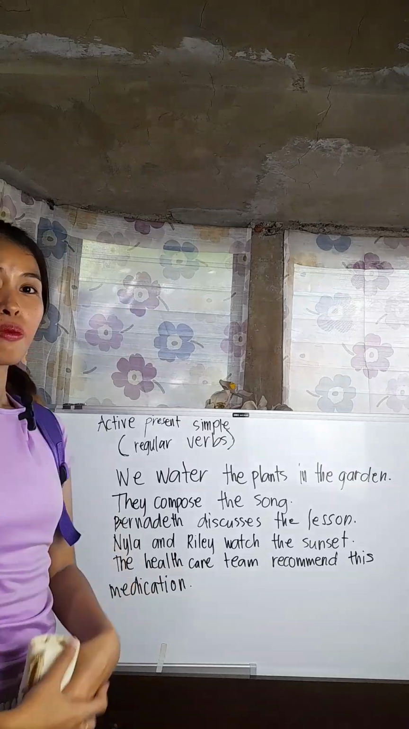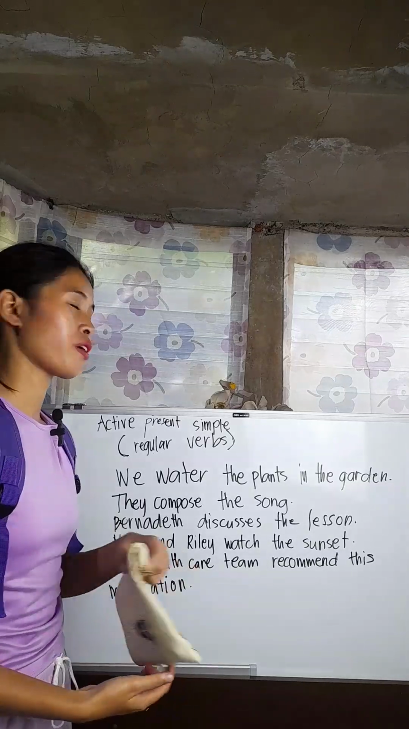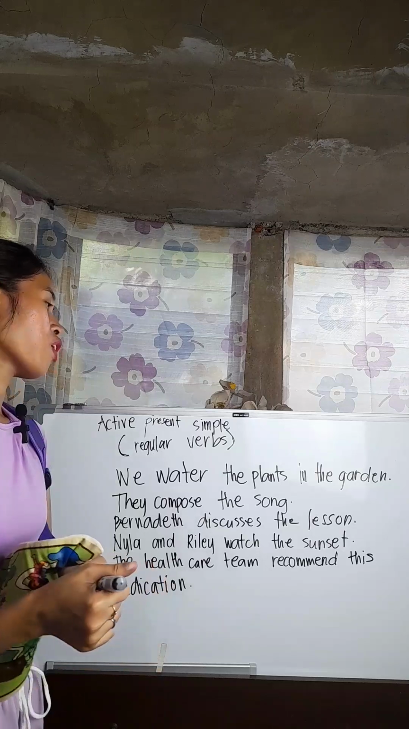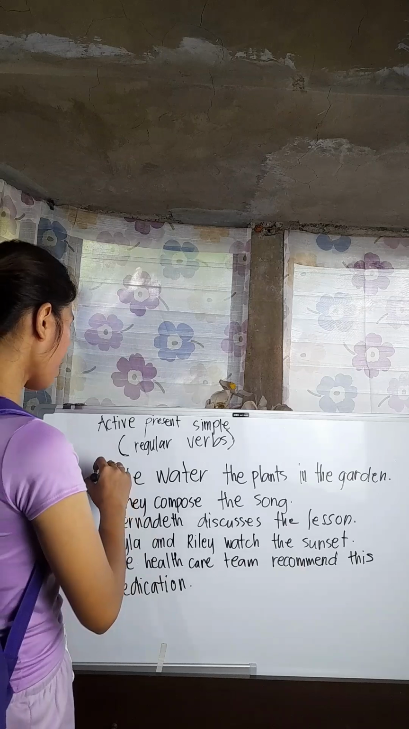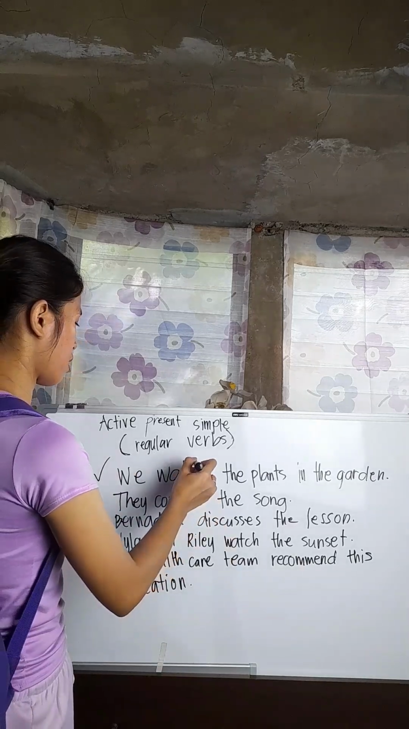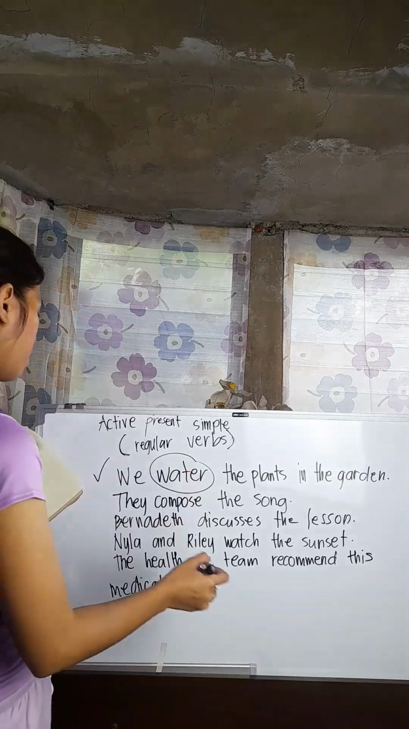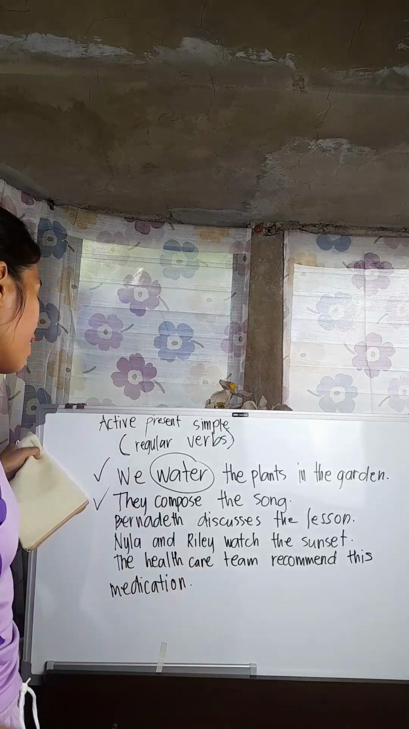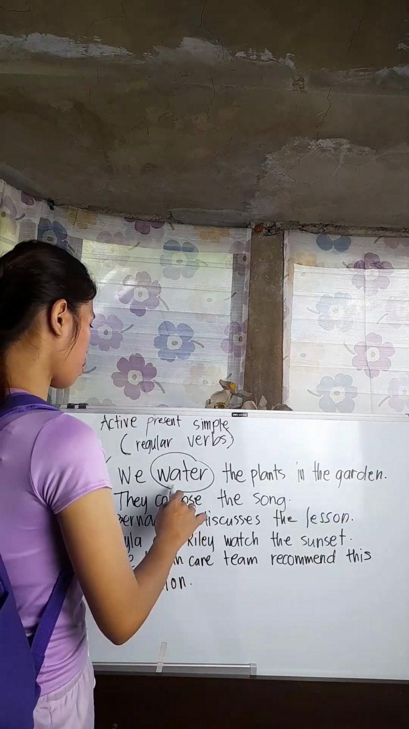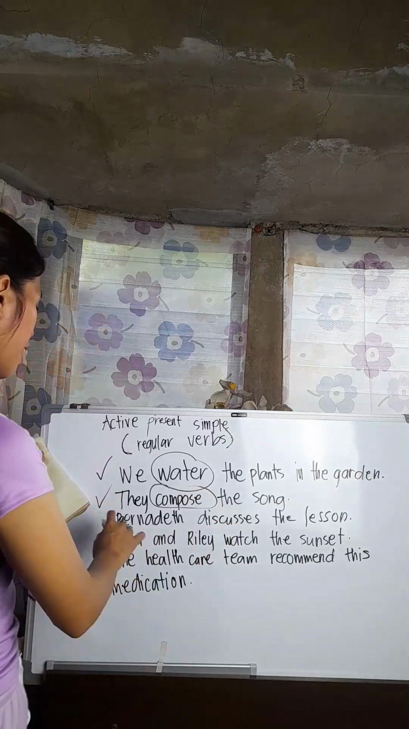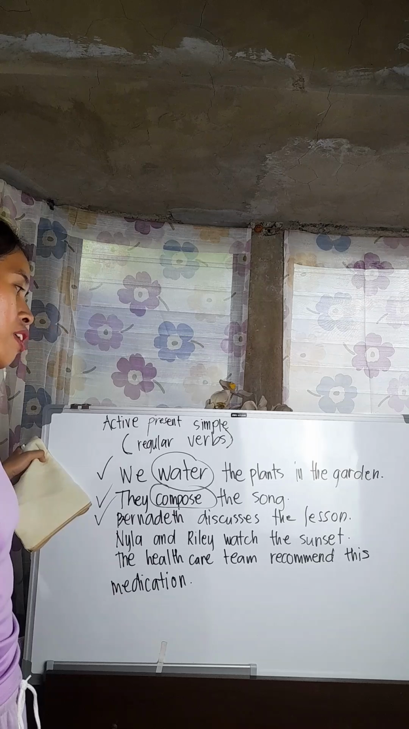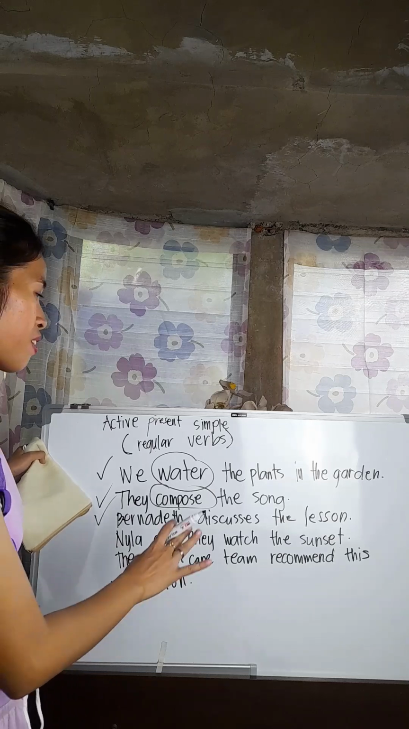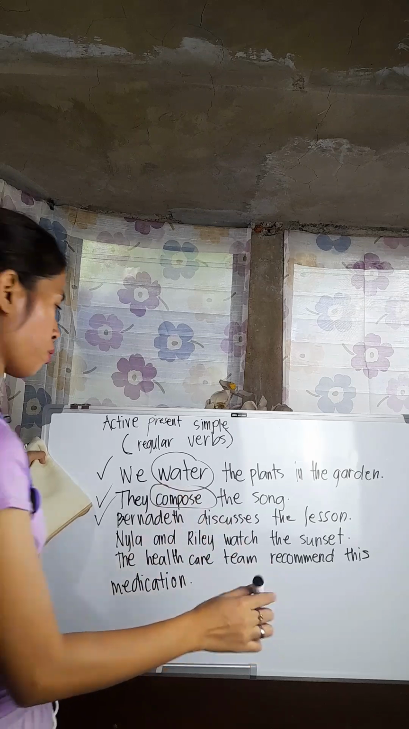Another set of examples for active present simple regular verbs. Sixth sentence, we water the plants in the garden. We as the subject, water as the present simple verb. Seventh sentence, they compose the song. They as the subject, compose as the present simple verb. Eighth sentence, Bernadette discusses the lesson. Bernadette as the subject, discusses as the present simple verb.